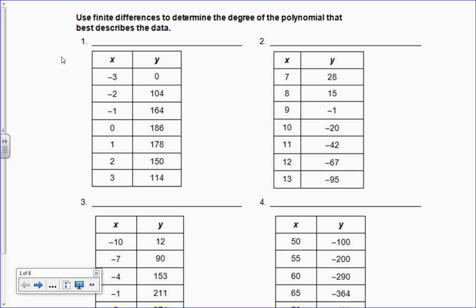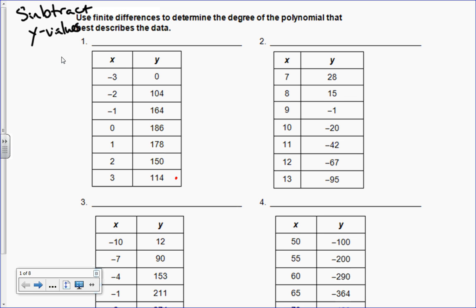So, first section there on the first page, first 4 says use finite differences to determine the degree of the polynomial that best describes the data. So what you're doing here is you're subtracting y values and seeing where you get a constant difference. Alright, so if you look at the first one, I would really just start down here at the bottom with 114.